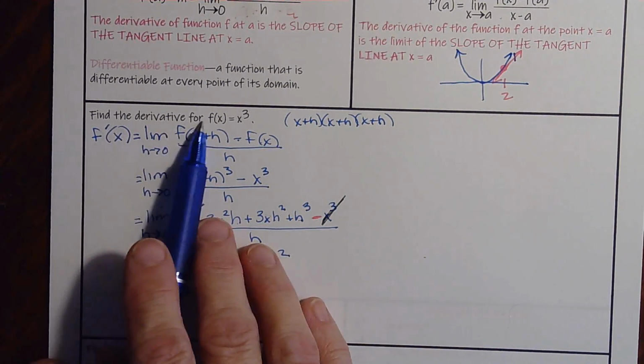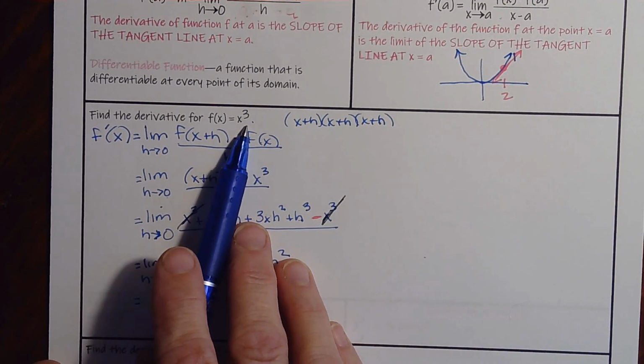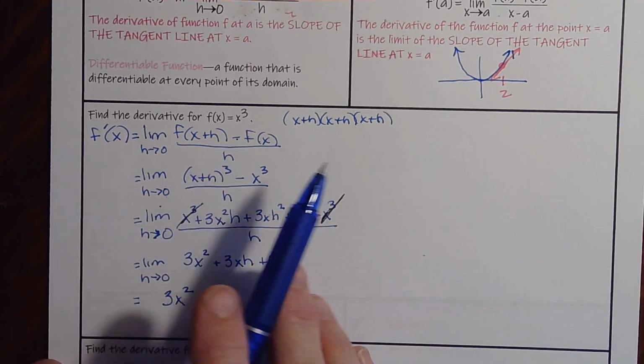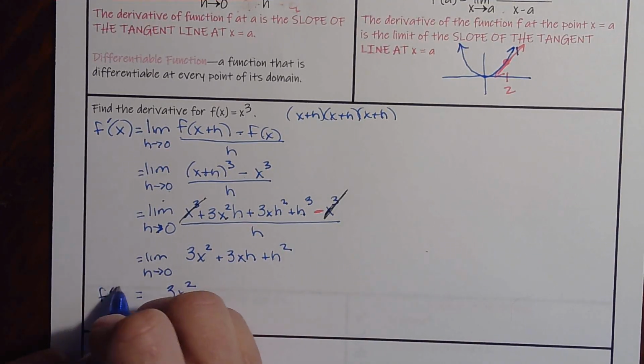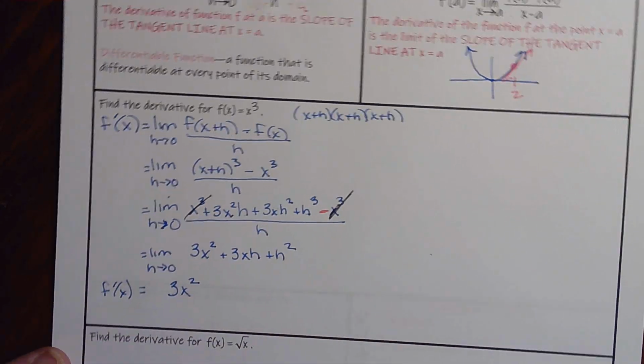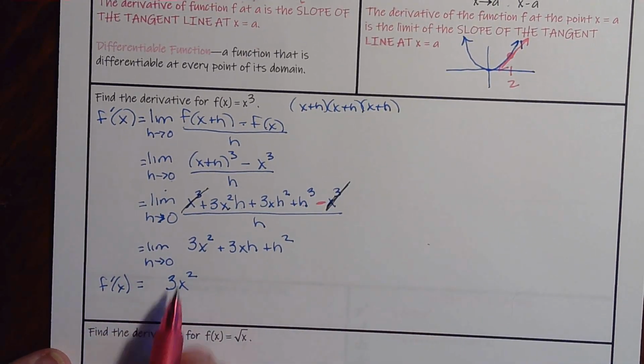Now, this is an expression that involves x. It said to find the derivative for this function. Well, we didn't find an average rate of change or an instantaneous rate of change at a particular point. So why then do we just have an x? And what is this really meaning? So f prime of x equals 3x squared. This is an expression that I can use to find the slope of the tangent line at any point on this curve.